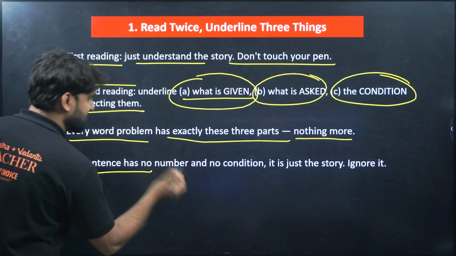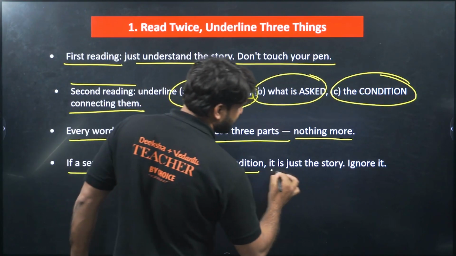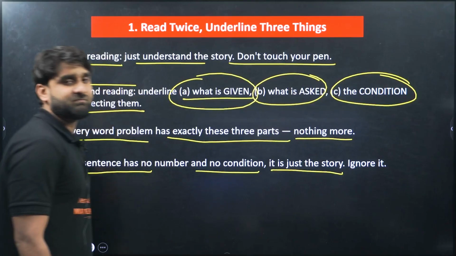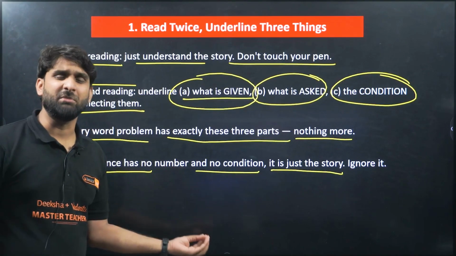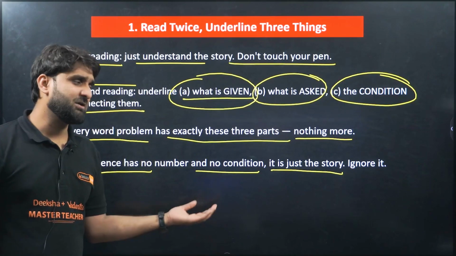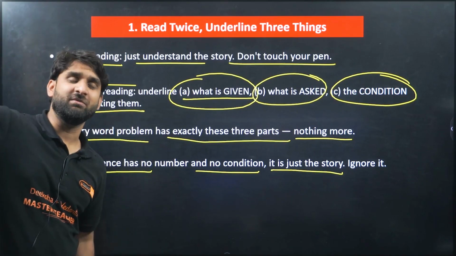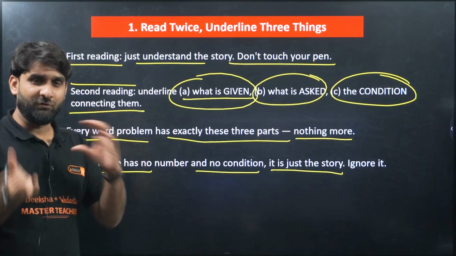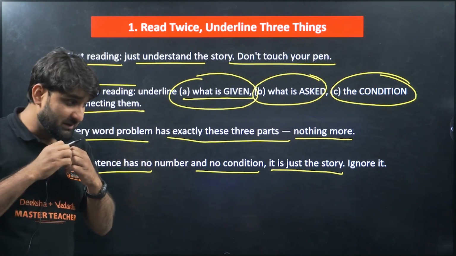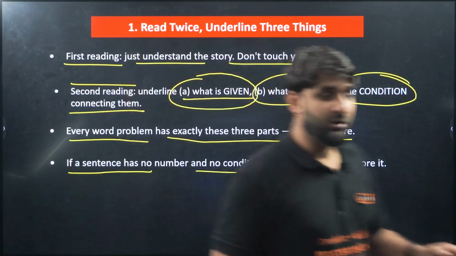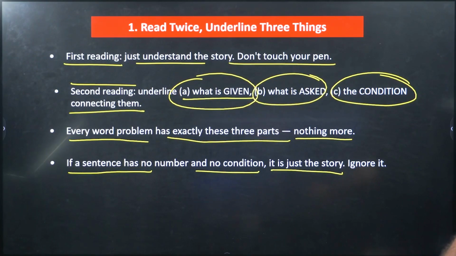If a sentence has no number and no condition, it is just the story. Ignore this. If only the theoretical part is there and no numeric value, for example, a number is less than, more than, the age 3 years ago, the age 5 years hence, and the number is not there, only the theoretical part is there, my dear champion, you need to ignore that.